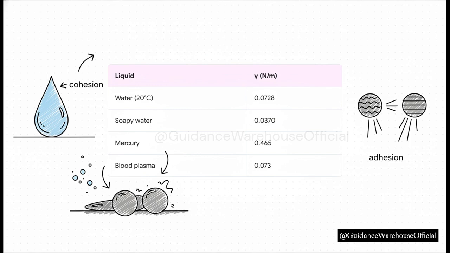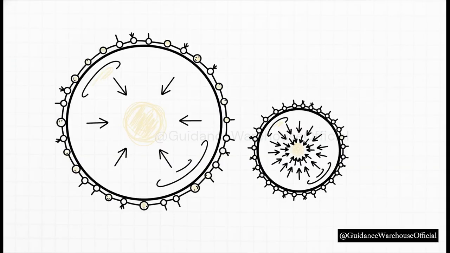But check out mercury's values. Mercury has a surface tension of 0.465 newtons per meter. That is massively higher than water. The cohesive forces in mercury are so intensely strong that it actually pulls itself into tight, almost perfect little spheres if you drop it on a table. Now, that cohesive shrinking effect is also why bubbles and droplets are perfectly spherical. That inward force is minimizing the surface area.